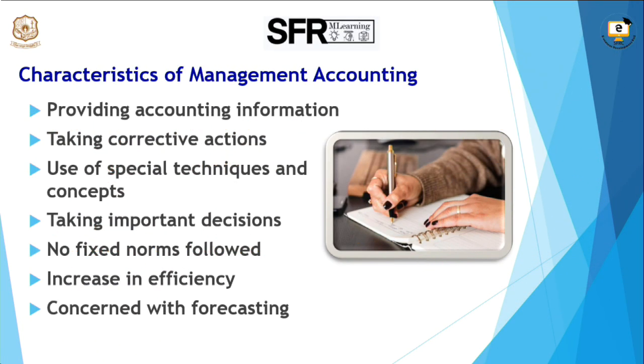Next we have to see what are all the characteristics of management accounting. The following are the characteristics. First one is providing adequate accounting information. So it is helpful to the management in decision making. Then the second characteristic is taking corrective actions. So we have to find out the deviations between actual and standards with the help of budgetary control and standard costing. So we have to take corrective action at the correct time. So it is very helpful.